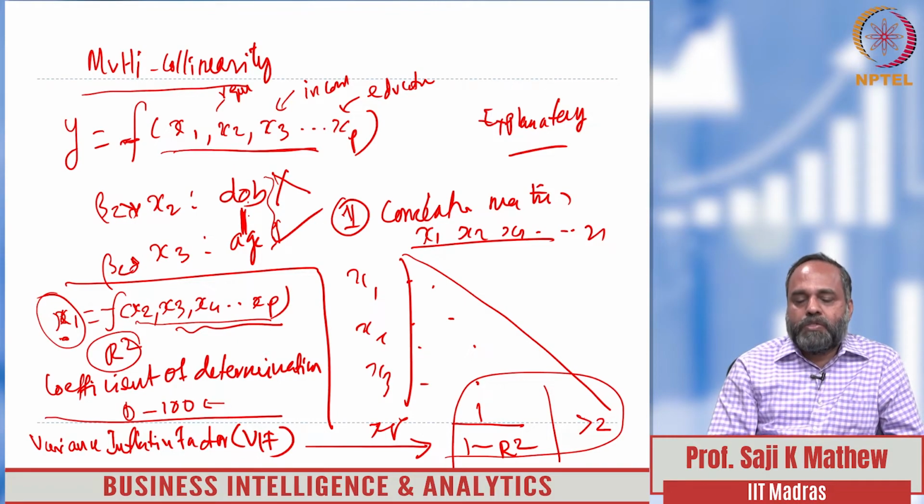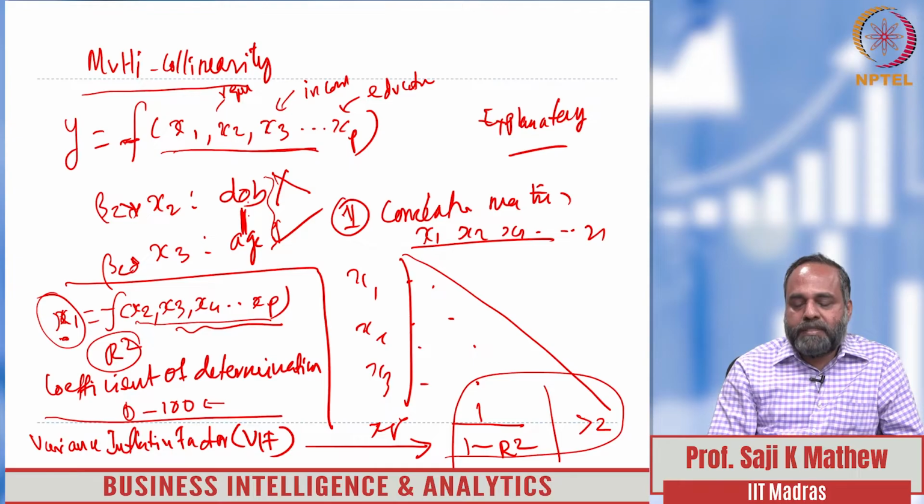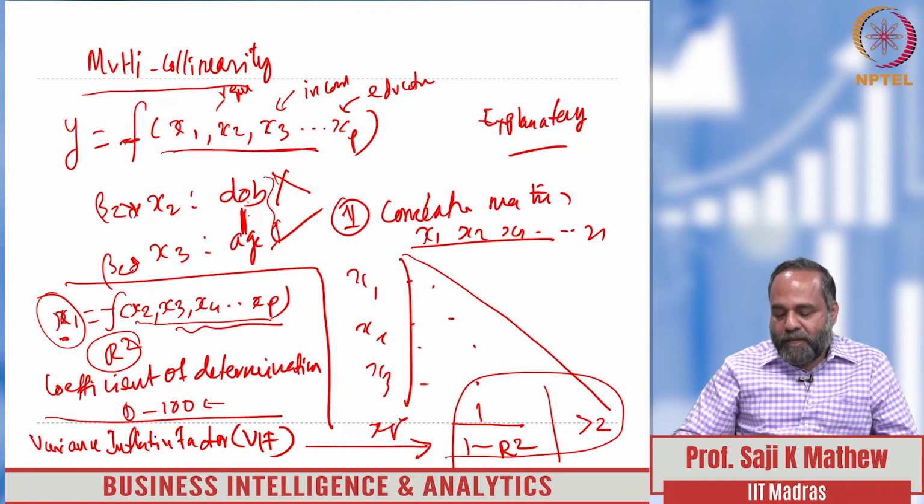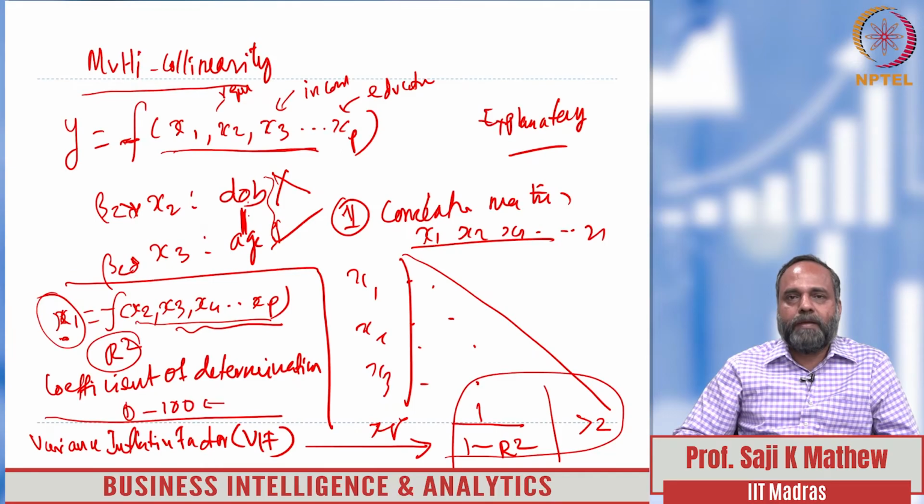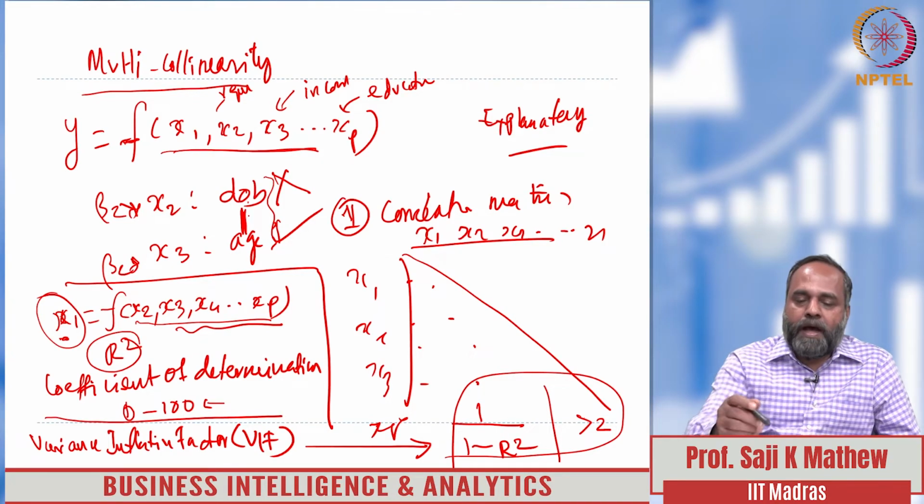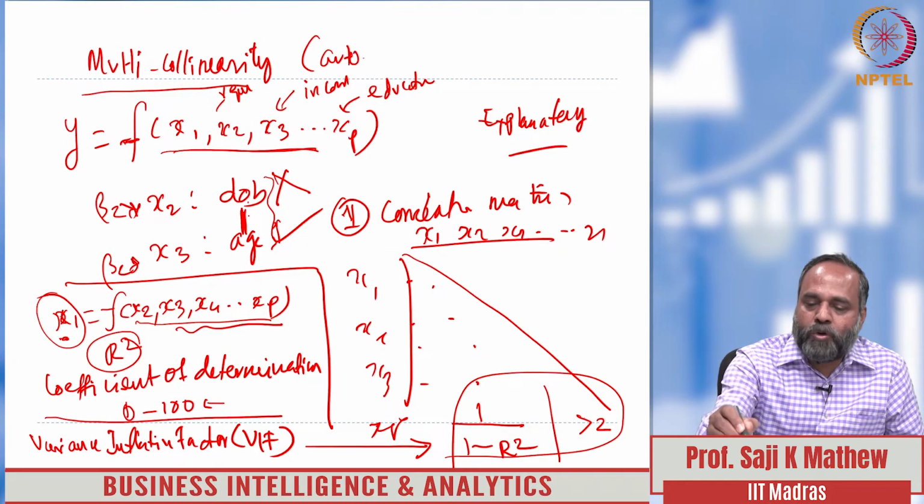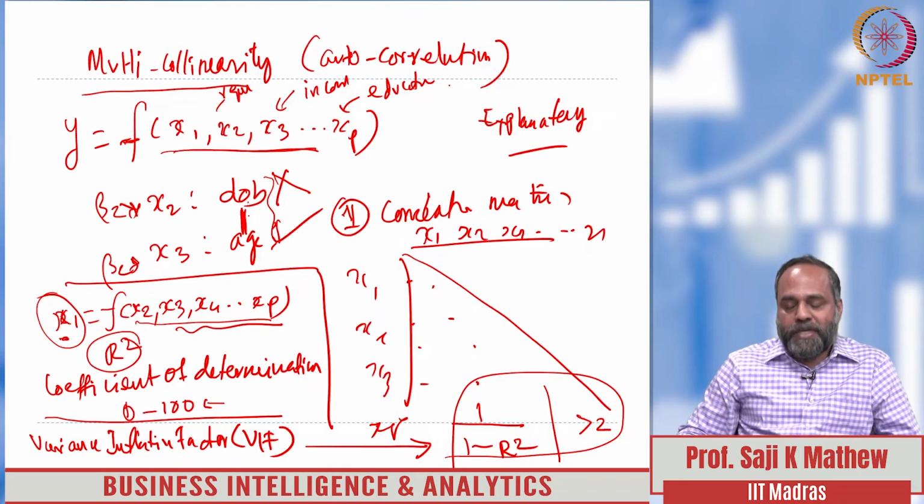So this is the third principle we have seen in deciding on variables. We have seen 4 principles. We include a variable if it is relevant, if it is useful in controlling or explaining the outcome. Third is, do that but don't have too many. And fourth is, ensure that data is available for the variable that you include. In some literature, this is also called autocorrelation, especially in econometrics.